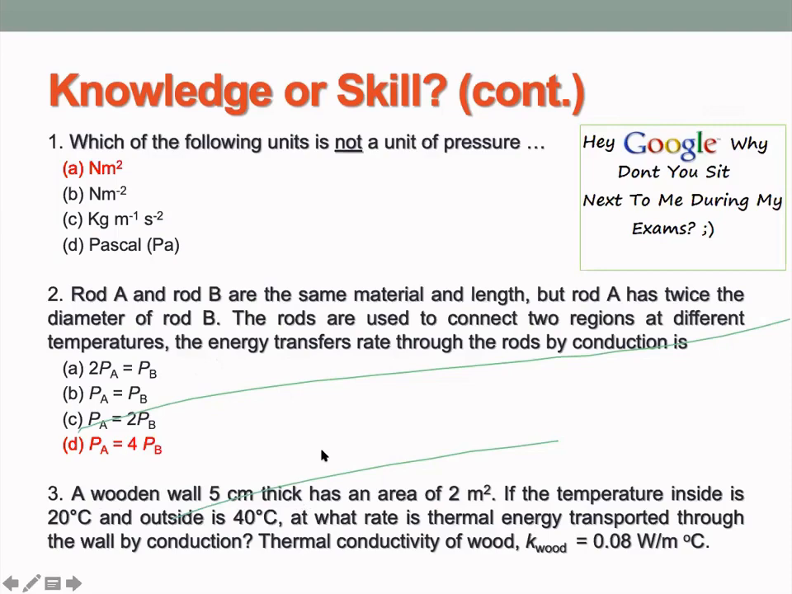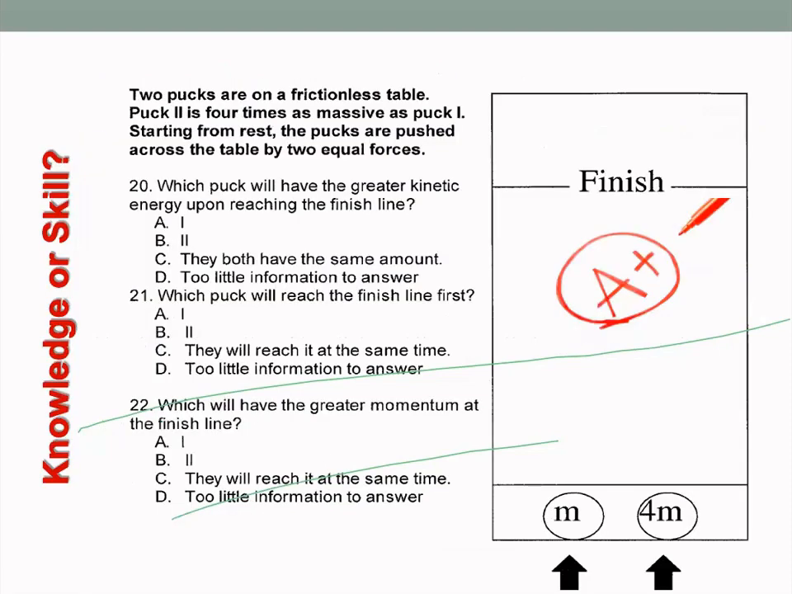So you have to be very careful about knowledge. For example, this type of question is also multiple choice, but actually it is not about knowledge, it is already about skill. So we must be very careful to differentiate between knowledge and skill.